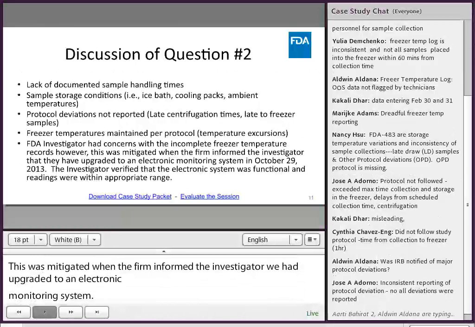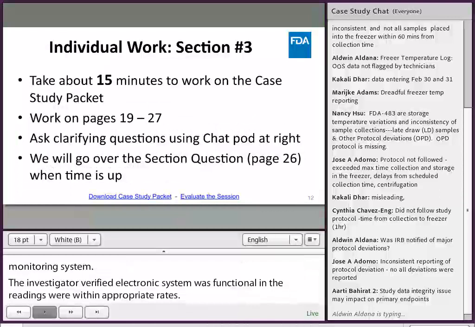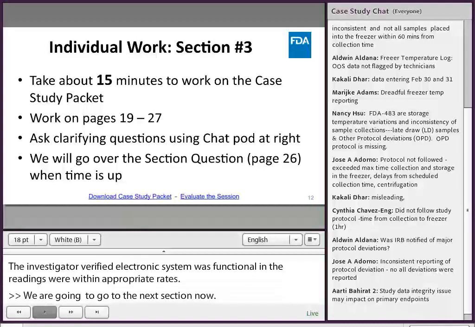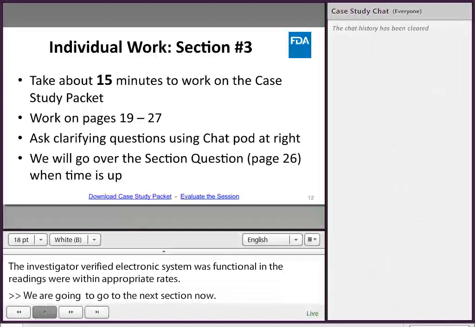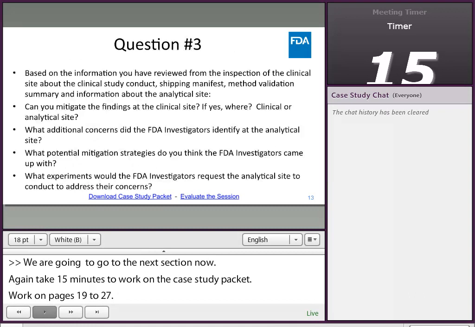Thank you for submitting that. So we are going to go to the next section now. So please again take 15 minutes to work on the case study packet, pages 19 through 27. Ask clarifying questions using the chat pod at right. We will go over the section question, which is on page 26 in your study packet, when time is up.